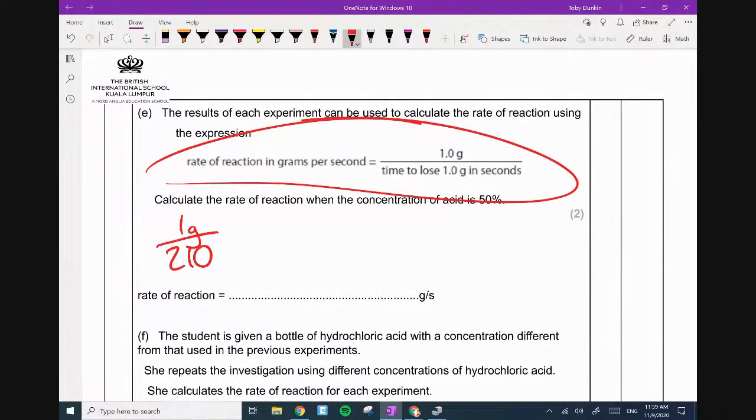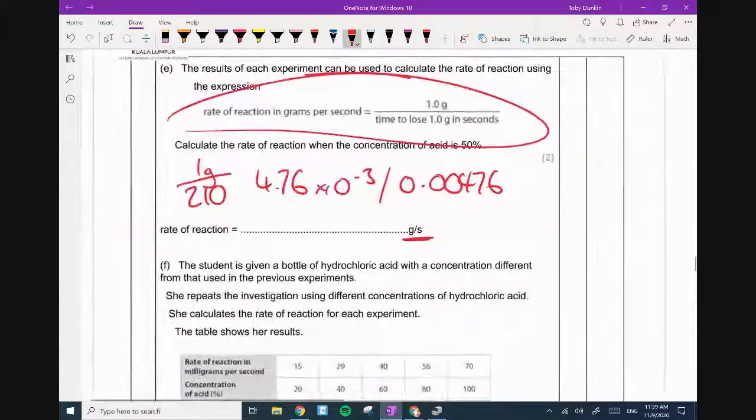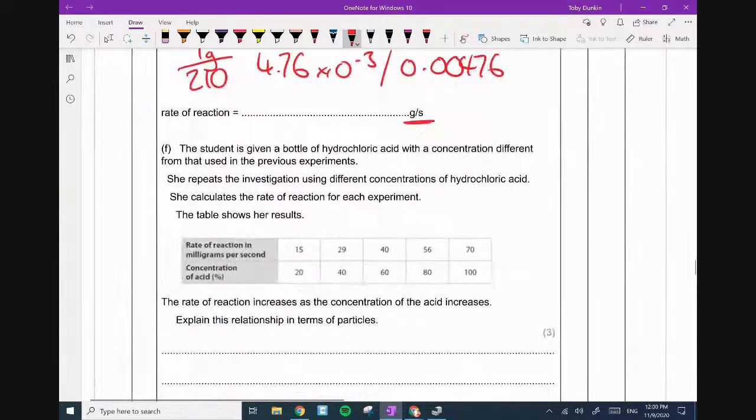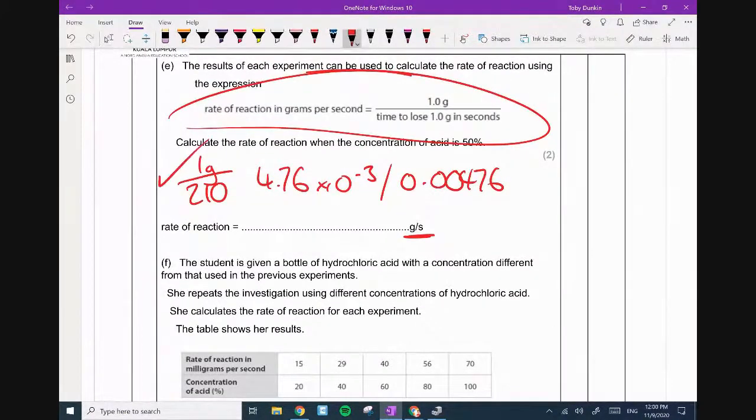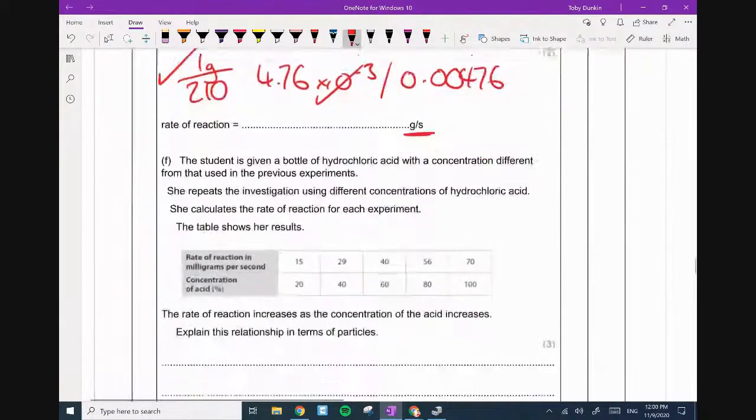gives me a number of 4.76 times 10 to the minus 3. If you don't like it, shift eng. Yeah? If you don't like it, just use the eng button. Don't try and do it on your own. Yeah, and that's grams per second. Perfect. I like it. Either one of those numbers. 2 marks, of course. 1 for showing that and 1 for showing that one.